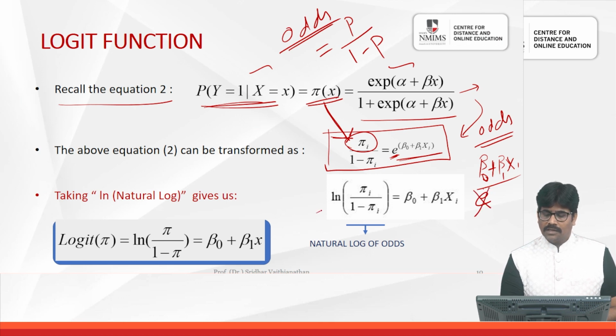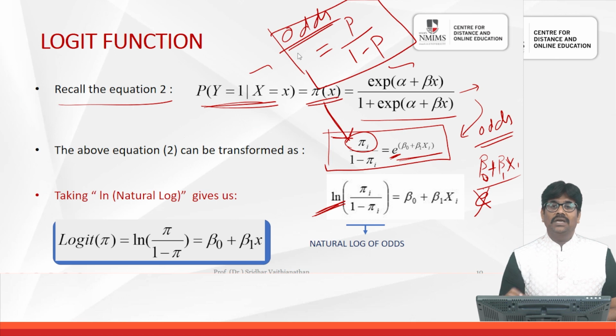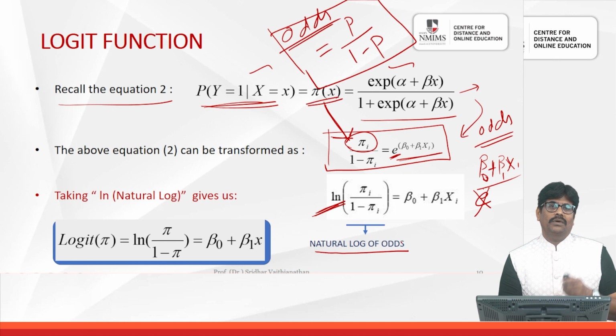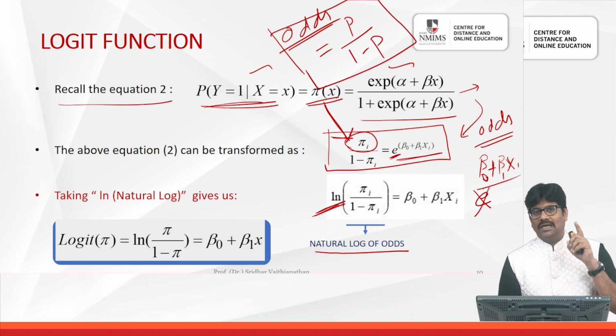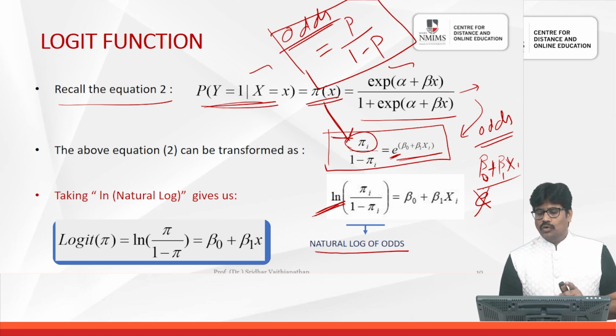Then, as you might be knowing, when I take a natural logarithm, this e automatically goes and it becomes ln of pi i divided by 1 minus pi i. So ln is nothing but natural logarithm, and whatever is inside, pi i divided by 1 minus pi i, as you can see, is the odds equation, p divided by 1 minus p. So this is called the natural log of odds. So your LHS earlier was probability, that probability was converted into odds, and that odds was taken a natural logarithm so that your RHS becomes linear, right?